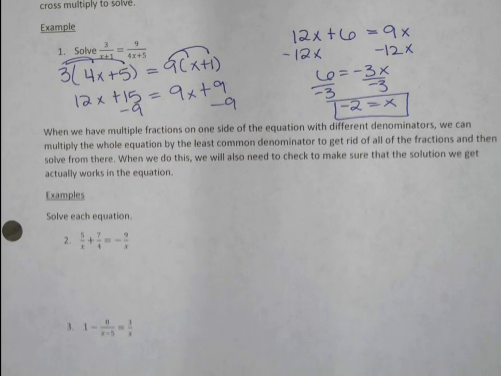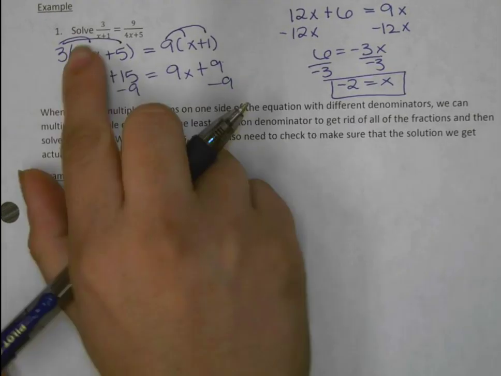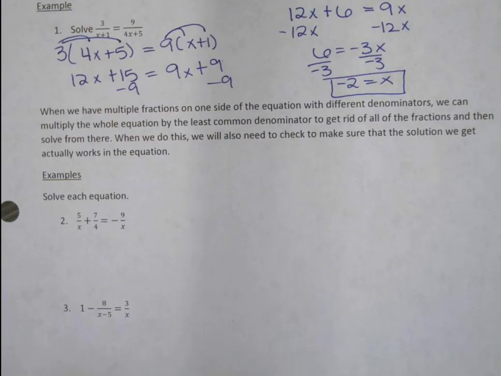Questions here. Okay, so no questions on 1? Oh, so the first step was to cross multiply to get rid of the fractions. And then I solved it like a normal equation from algebra 1.